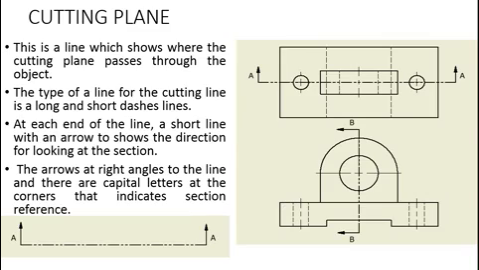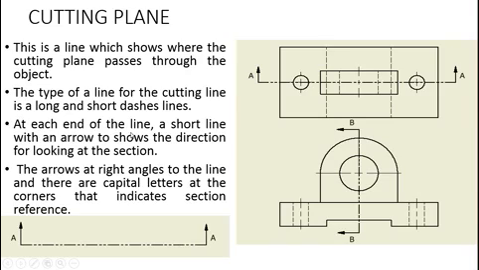Okay, so in sectioning we have something that is called a cutting plane. This is a line which shows where the cutting plane passes through the object. The type of line for the cutting line is a long and short dashed line. You can see it here at the bottom. So we are representing the cutting line or the cutting plane using this kind of line here. So it is a long dashed line.